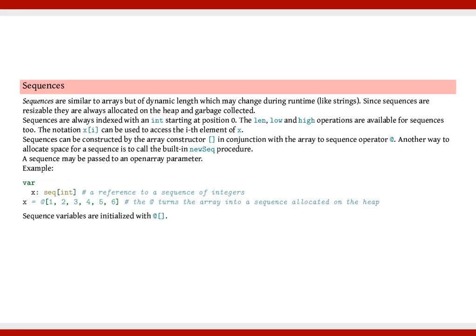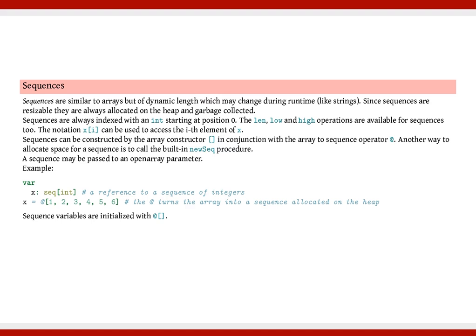Sequences. Sequences are similar to arrays, but of dynamic length, which may change during runtime, like strings. Since sequences are resizable, they are always allocated on the heap, and garbage collected. Sequences are always indexed with an int starting at position 0. The len, low and high operations are available for sequences too. The notation x[i] can be used to access the ith element of x. Sequences can be constructed by the array constructor brackets in conjunction with the array to sequence operator @. Another way to allocate space for a sequence is to call the built-in newSeq procedure.